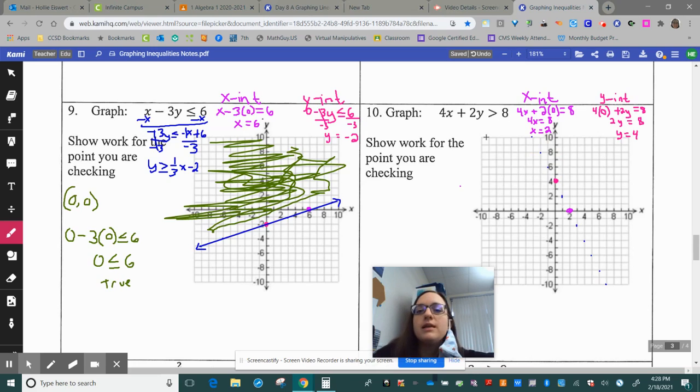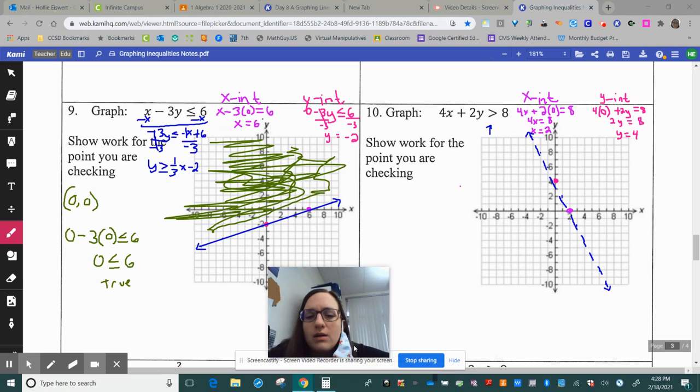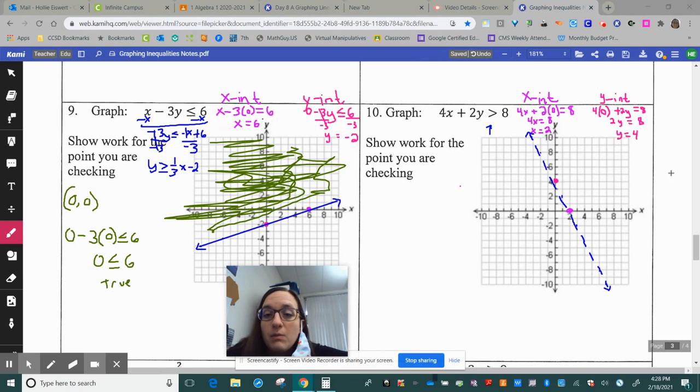Okay, next. Is it a dotted or solid line? Well, that tells us right there that it is a dotted line. There is no or equal to. We cannot touch this line. We can get exponentially close, but we won't be able to touch it. Okay. Well, if exponential is the right word there. Moving on. Here we go.